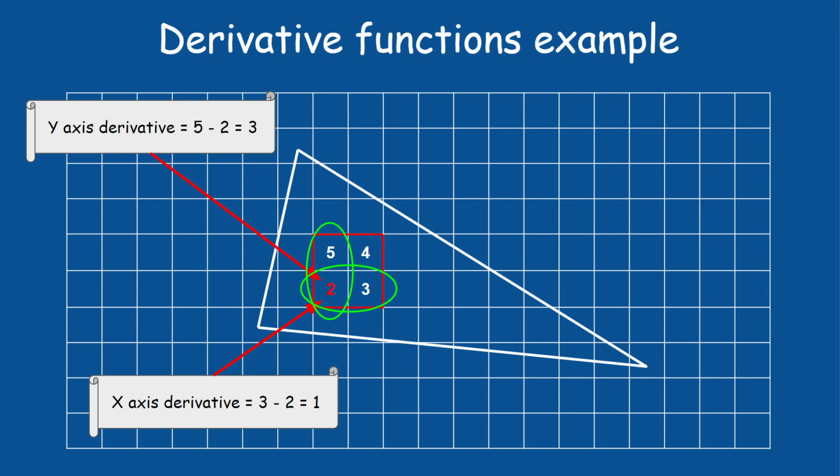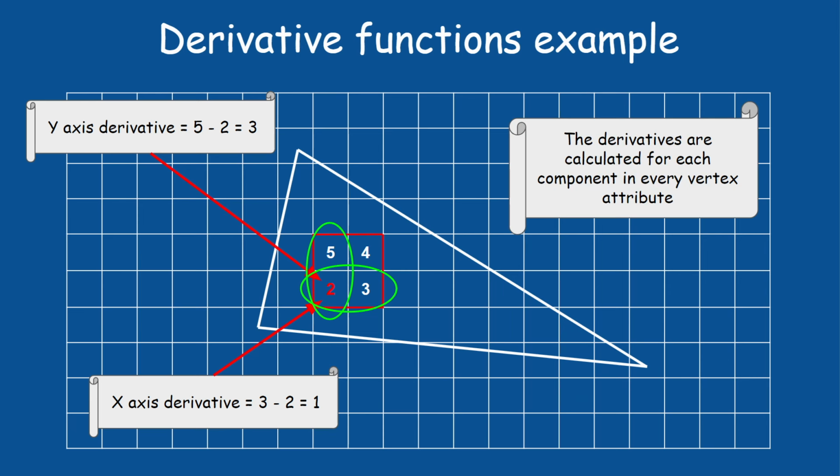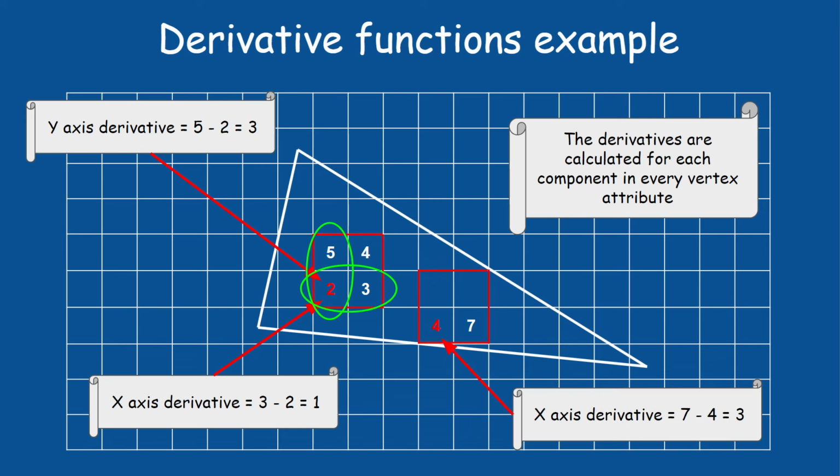Okay, so each pixel has two derivatives on the x and y axis, and these derivatives are calculated for each component of every vertex attribute separately. If we compare the derivatives of the same component on different pixels, we can say that when the derivative is higher, it means that the attribute changes more rapidly compared to the pixels where the derivative is lower. For example, when the derivative is 0, it means that the two neighboring pixels have the same value.